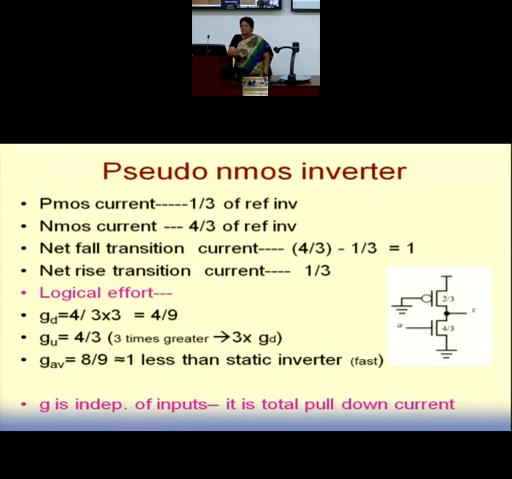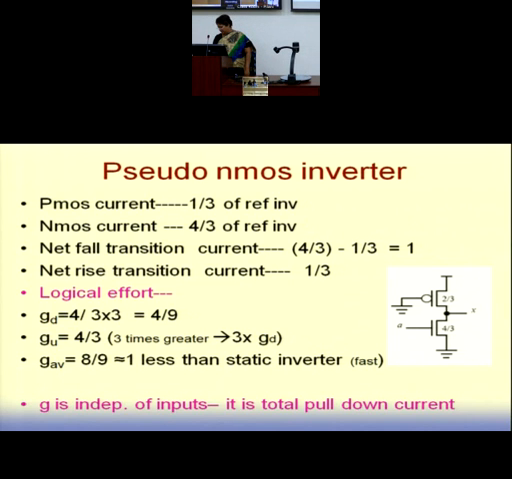Clear? So there is no series combination in the case of P. Series combinations are only happening in the pull-down. There is no series combination in the P. That is why the pseudo NMOS average value of G is coming out to be lesser than that of a static CMOS. Okay, so now everything is very, very clear.